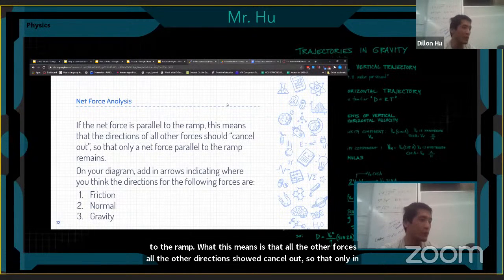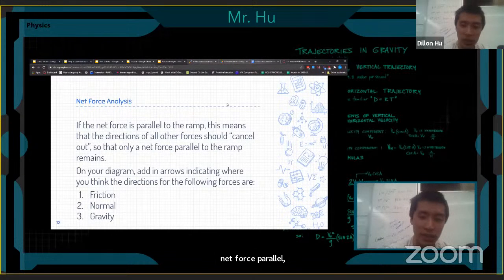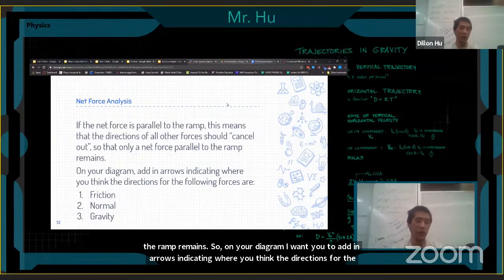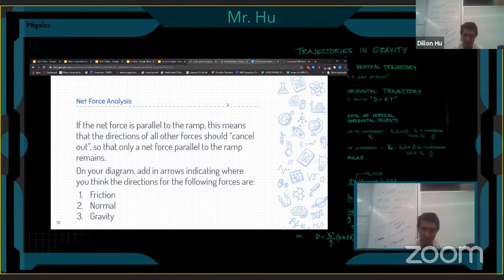I want you to draw a free body diagram on the picture that shows where these three forces are. Now remember, these arrows should more or less cancel out so that there is one net force remaining that is going down the ramp. So this is actually kind of tricky, and you're going to have to really think about where these forces are.